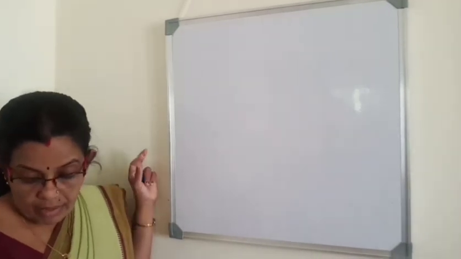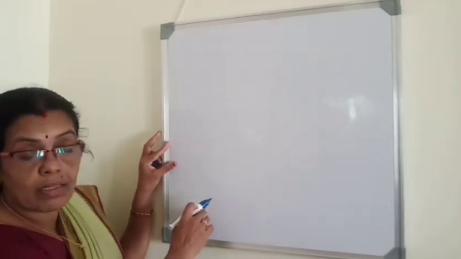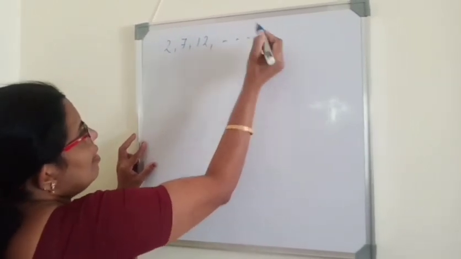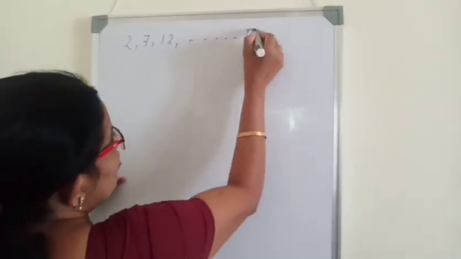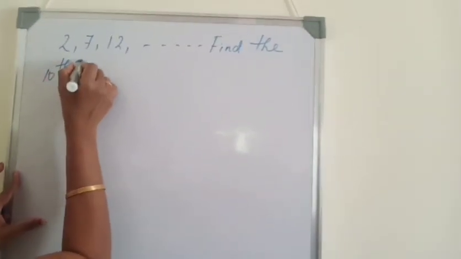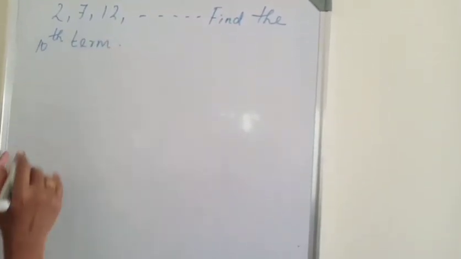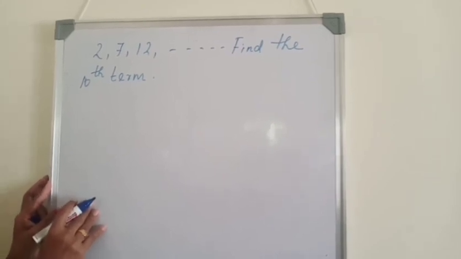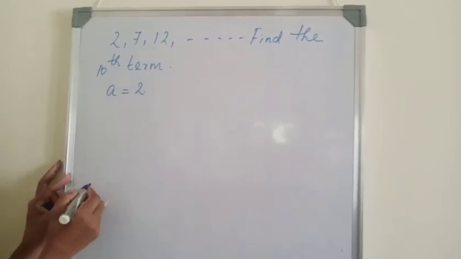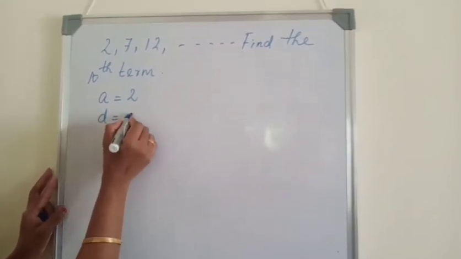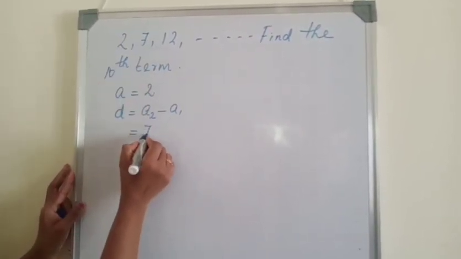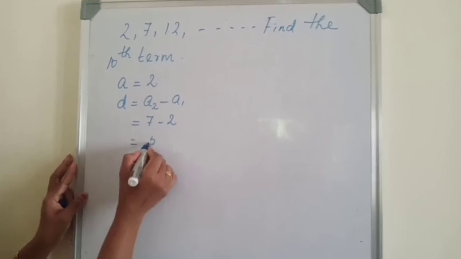Let's see one example. Find the 10th term of an AP, 2, 7, 12, etc. Find the 10th term. Here, A equals 2. What is D? What is the formula for D? D equals A2 minus A1. A2 is the second term, 7 minus 2 equals 5.